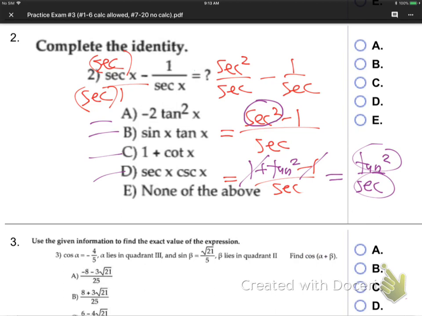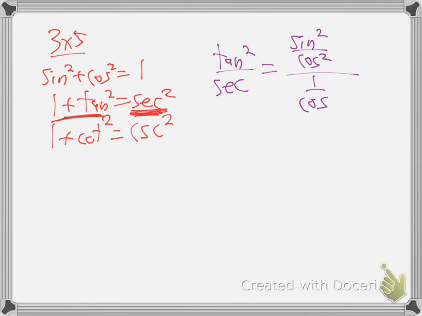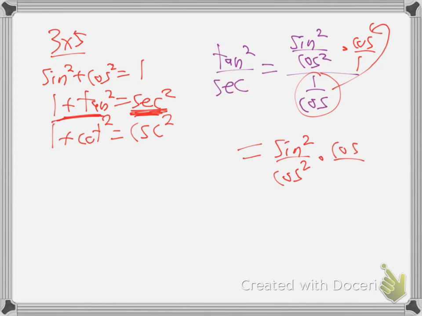I'm running out of room here, so let me get a fresh bit of room. So this is tangent squared over secant, right? Which is sine squared over cosine squared over secant, which is 1 over cosine. Good to there? And now grab that 1 over cosine. Remember, flip it up. Times cosine over 1. Remember how fractions in the bottom of fractions flip up? I think we're close. Times cosine over 1. Now we cross cancel. Cosine, one of those. So we're left with sine squared over cosine.